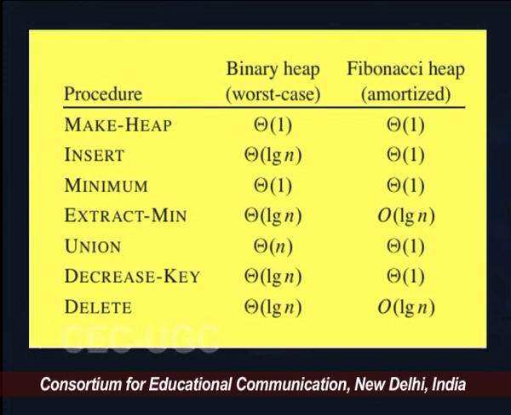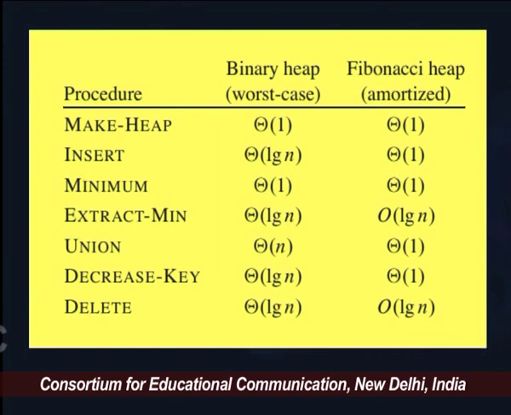So, make heap has the same time complexity in case of binary heap as well as in case of Fibonacci heap, that is theta 1, a constant amount of time. Then insertion in case of binary heap, as you can see on the screen, is going to take theta log n, while insertion in Fibonacci heap is going to take only theta 1. Why and how, we will look into when we take up the various operations.